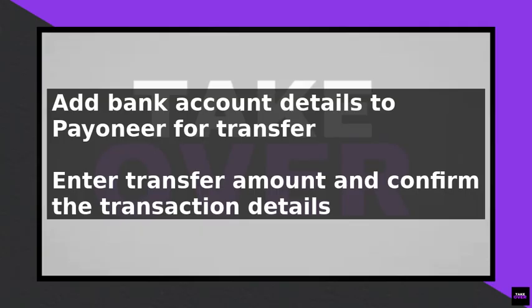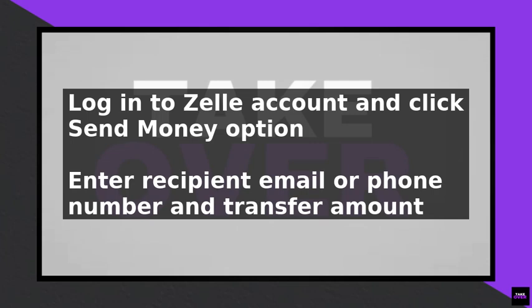To do this, log into your Zelle account and click on the Send Money option. Enter the recipient's email address or phone number, and the amount you want to transfer. Make sure to review the transaction details carefully before confirming the transfer. The recipient will receive the funds directly into their bank account, usually within minutes.